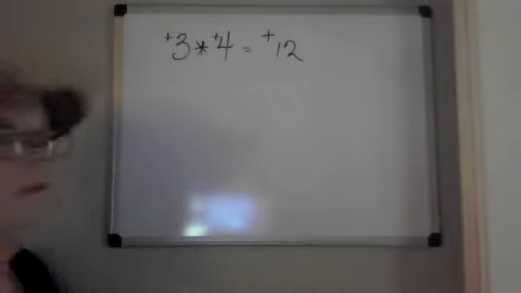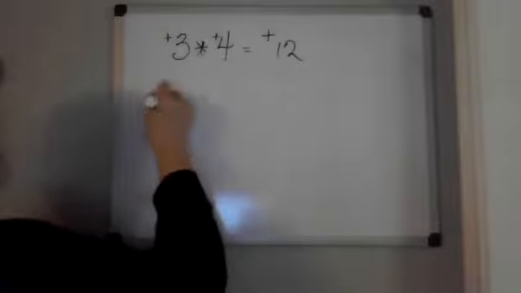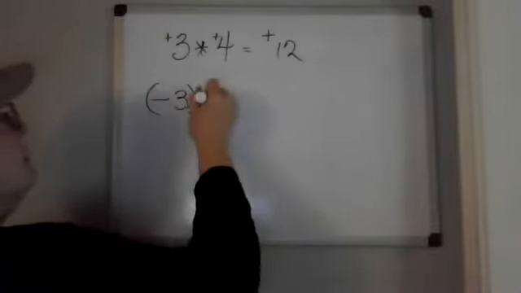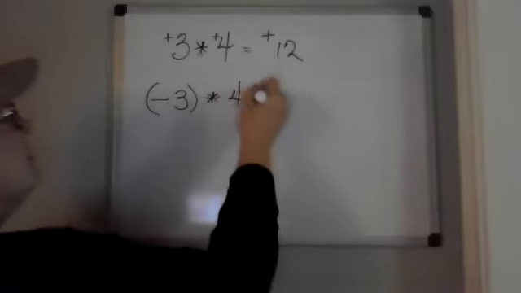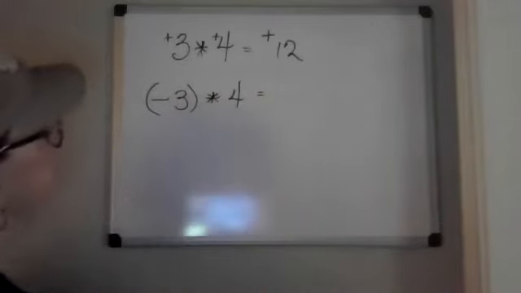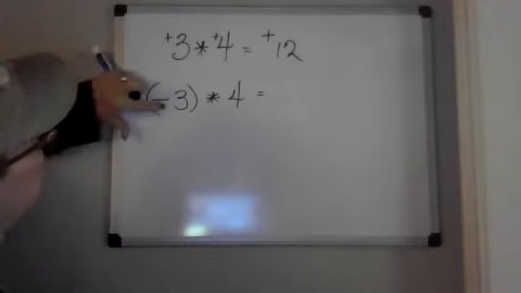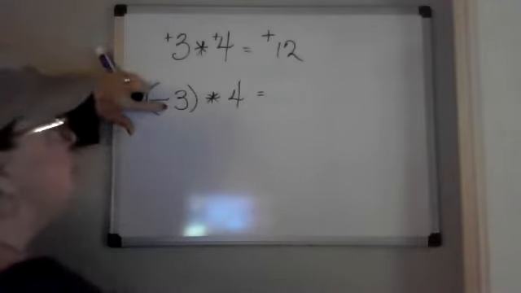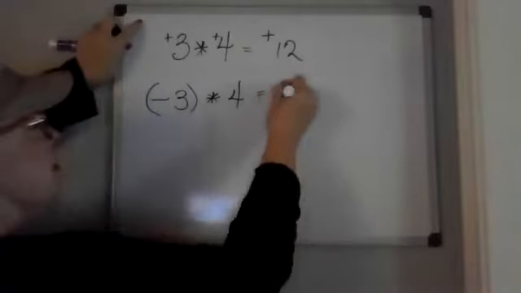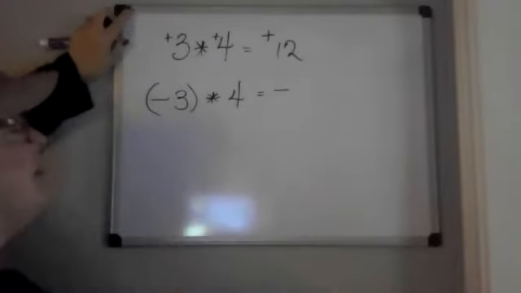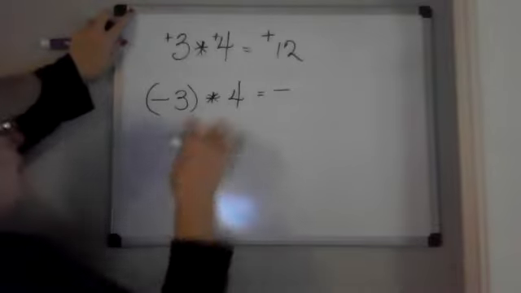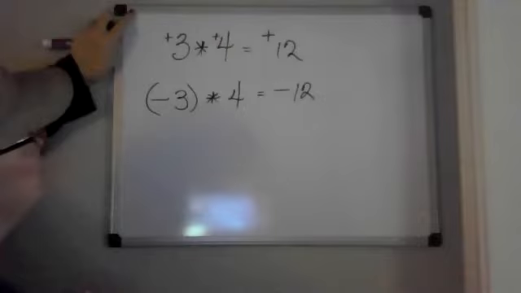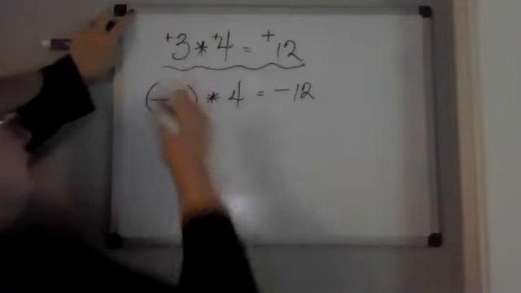That one's pretty easy. Let's do a negative 3 times 4. In this case, I have 1 negative, so that's an odd number of negatives, so I know immediately I'm going to have a negative answer. Then multiply, 12. Are y'all getting this?